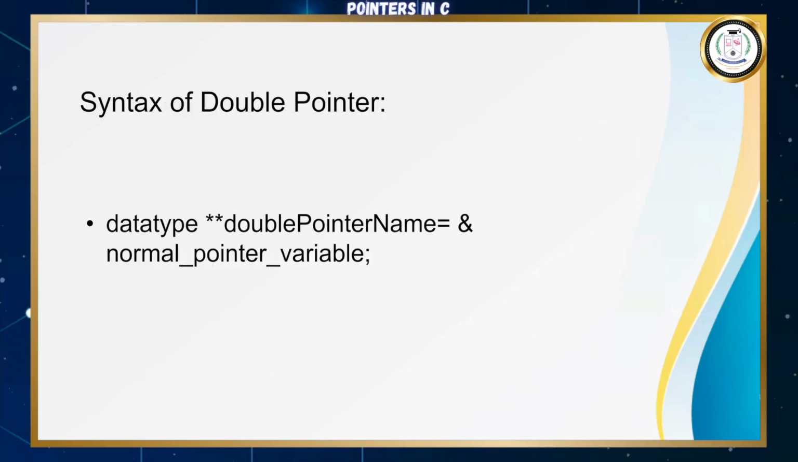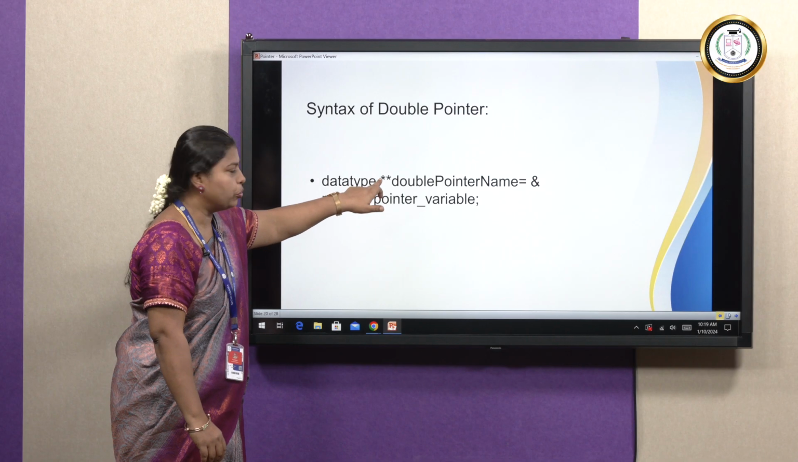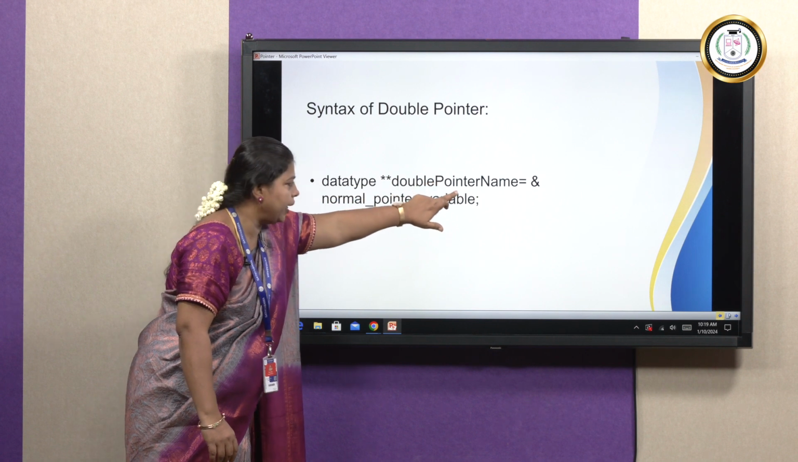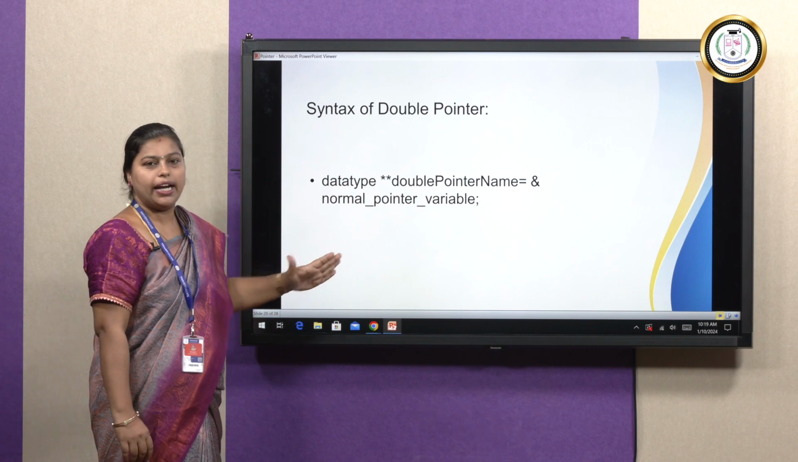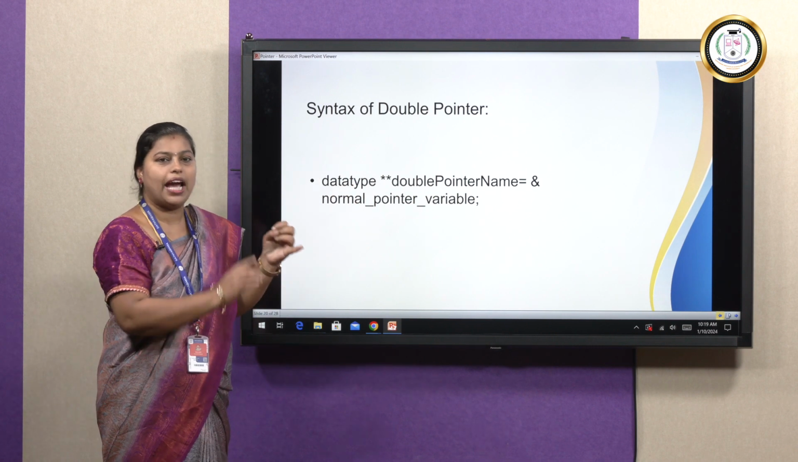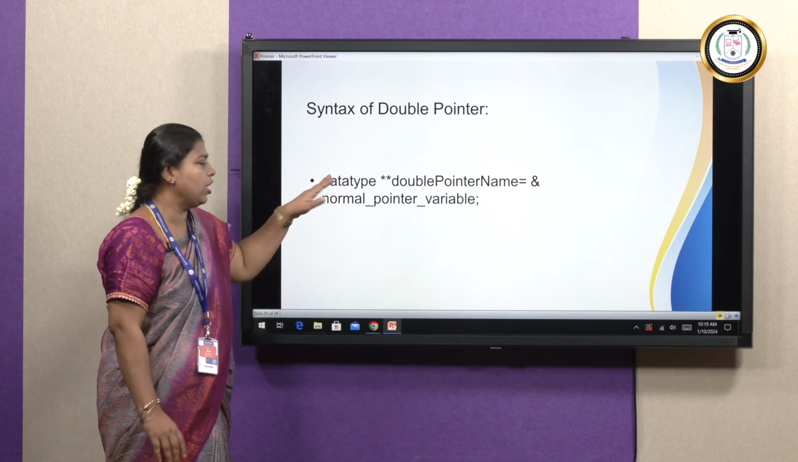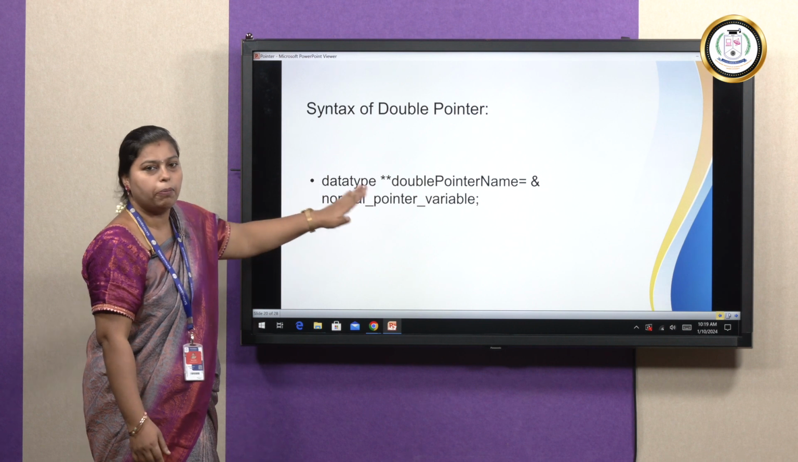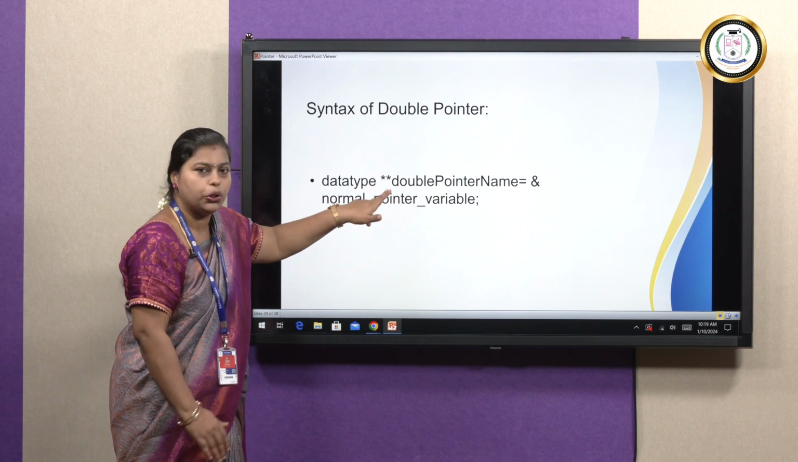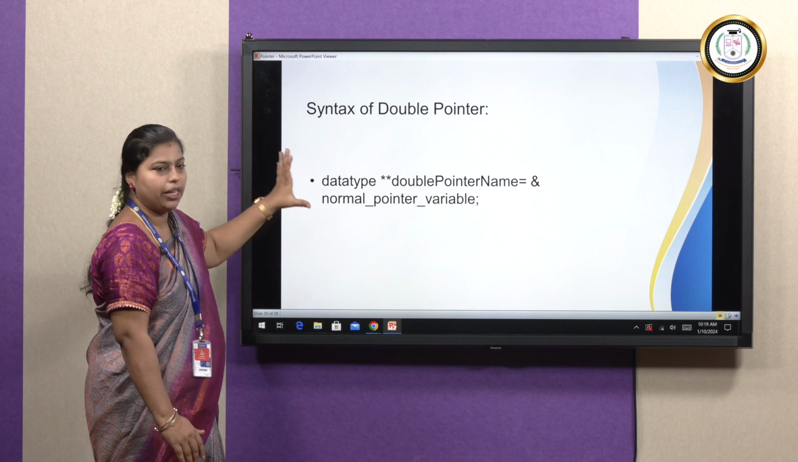The syntax for a double pointer: the basic syntax is data type, asterisk two times, then the pointer name, equal, ampersand, normal pointer variable. The data type can be any derived one: integer, float, character or double. The double pointer name will be given by the user. We are the user, so it is called a user defined variable name, equal ampersand normal pointer variable. This one is also user defined. So this is the basic syntax.